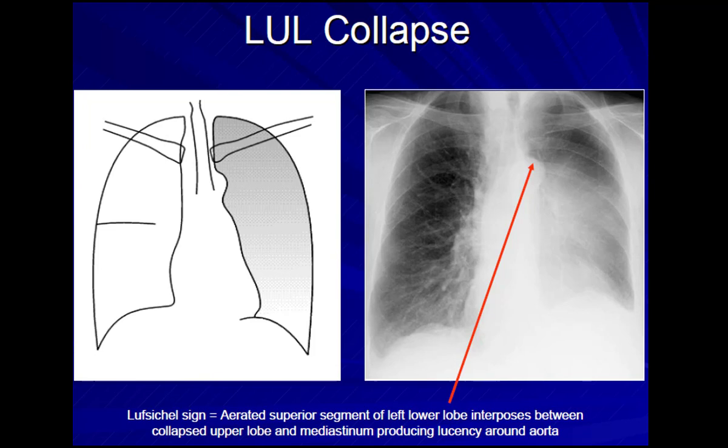One sign called the Luftsichel sign is described, which means there is translucency around the aorta, because of the interposition of the aerated segment of the lower lobe, which interposes between the collapsed upper lobe and the great vessels. So it is the aerated superior segment of the left lower lobe which interposes between the collapsed upper lobe and the mediastinum, and it produces a translucency around the aorta. It is a finding seen in left upper lobe collapse.